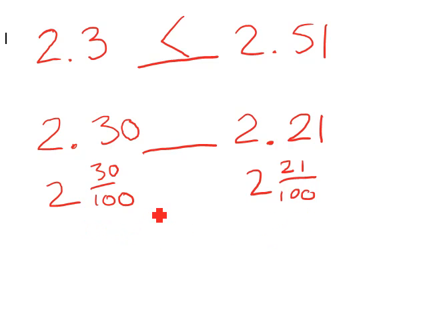Which is larger, 2.3 or 2.21? 2 and 30/100ths or 2 and 21/100ths? Clearly, 2 and 30/100ths.